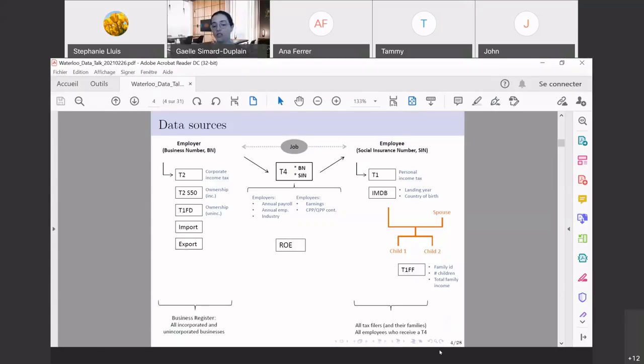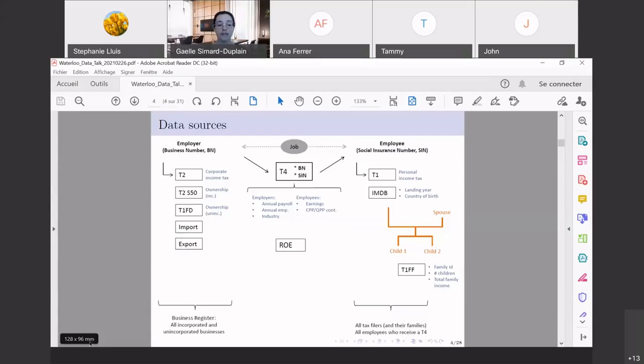This comes through the TIF, the T1 family files, that essentially form families. StatsCan has taken individual T1s, identified families, and grouped that data so that we can identify different individuals within a family through a family identification number. That also has some information at the family level, like total family income and the number and age of children. So really, really rich data. And the reason I show this picture, for one thing, is just to show you how insane it is that we have access to this for research.